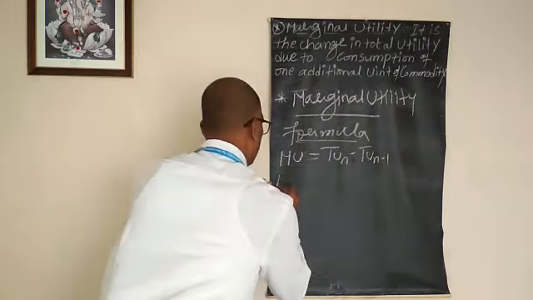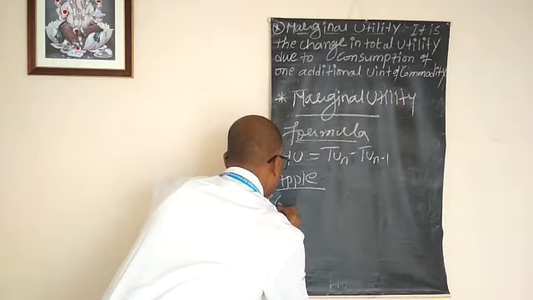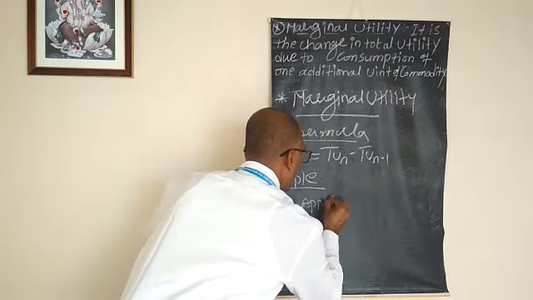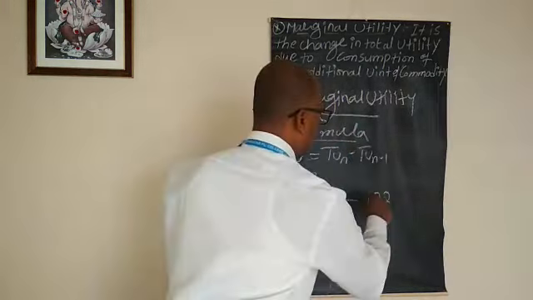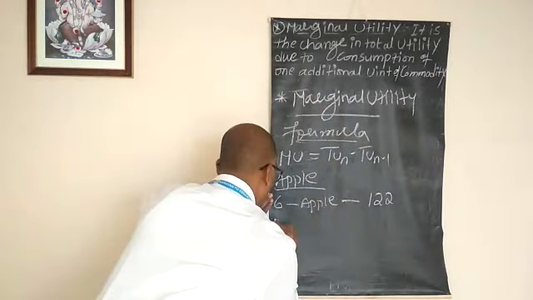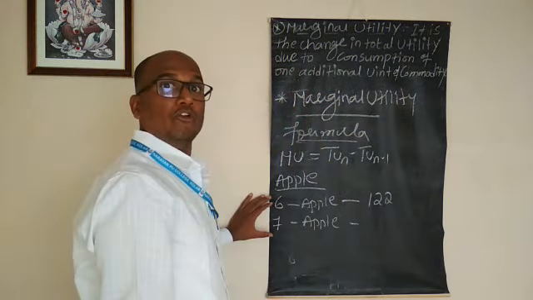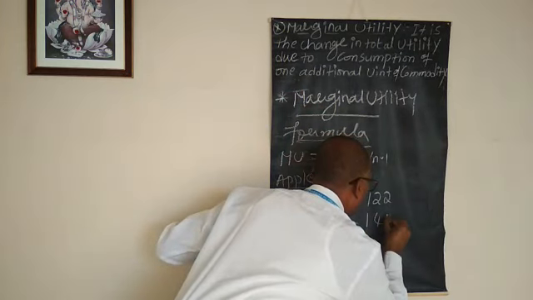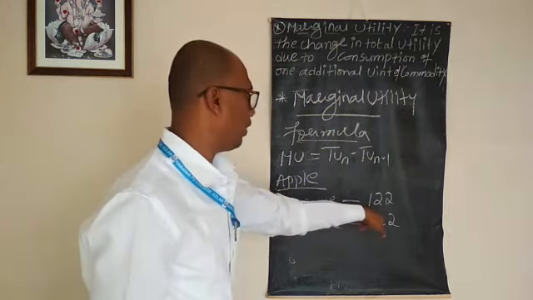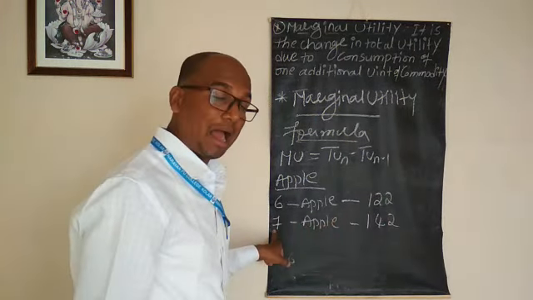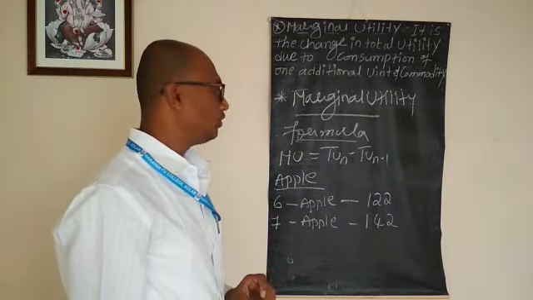Let's take one example. Here the same commodity, apple. By the consumption of 6 units of apples, we obtain 122 units of utility. By the consumption of the 7th unit of apple, we get 142 units of utility. From 6 apples, 122; from 7 apples, 142 units of utility.